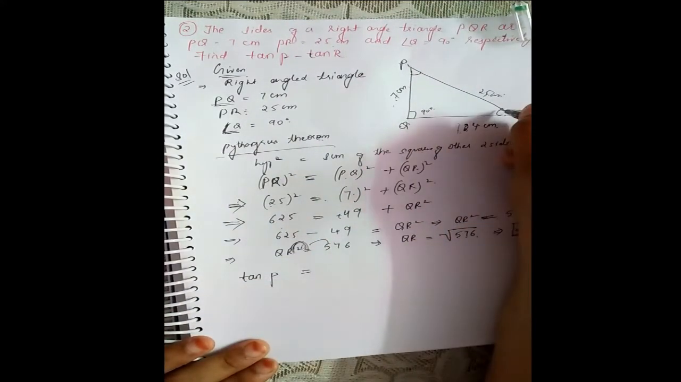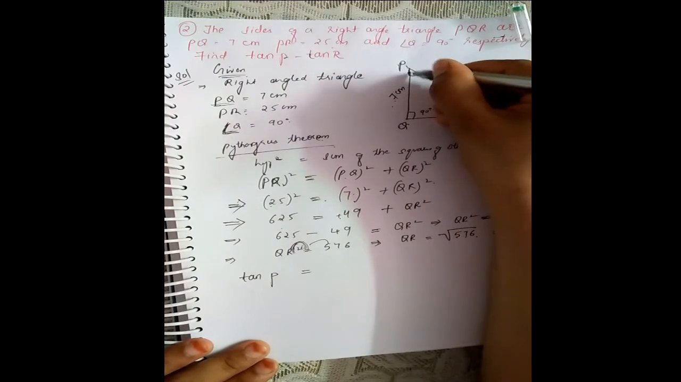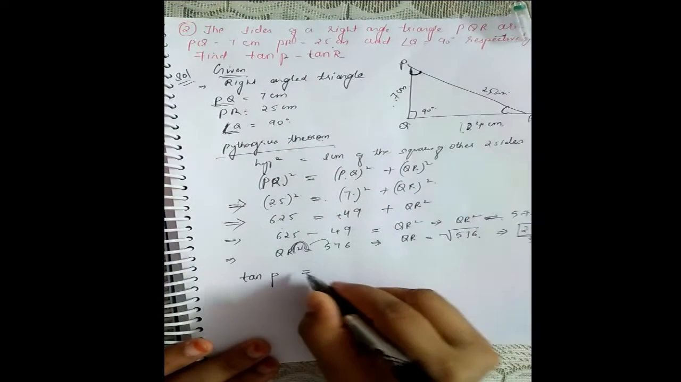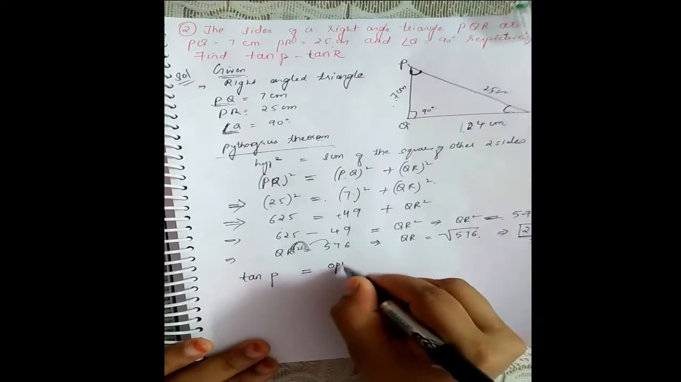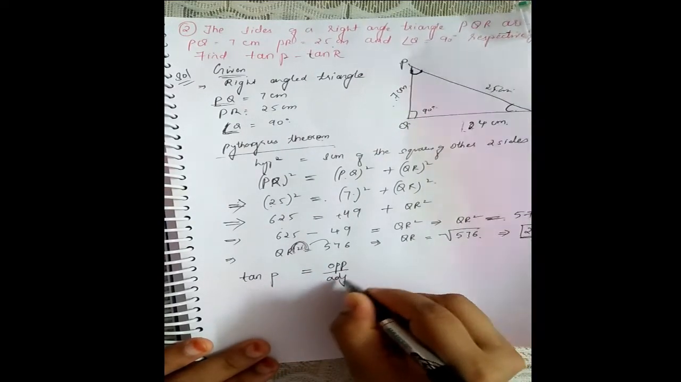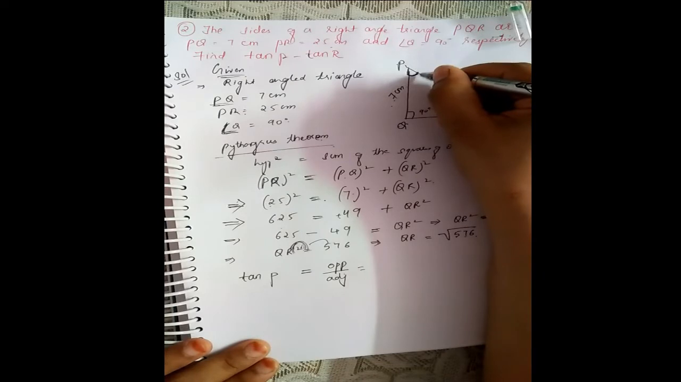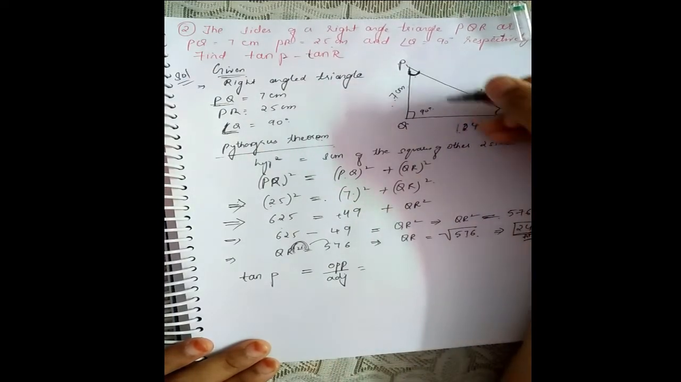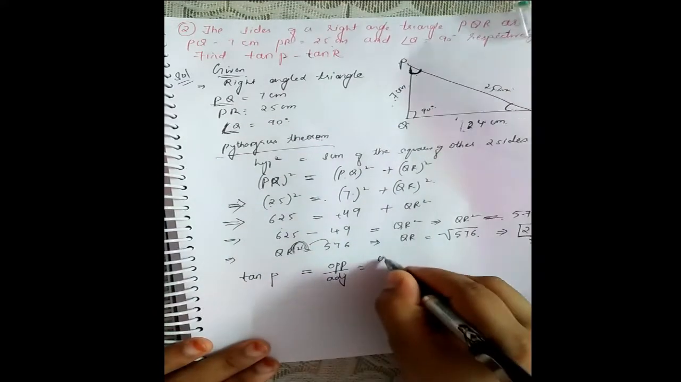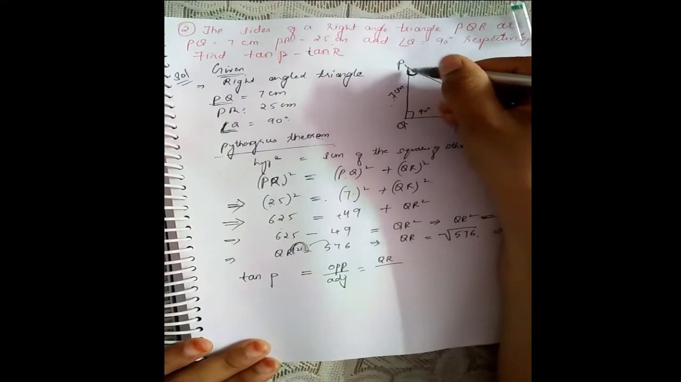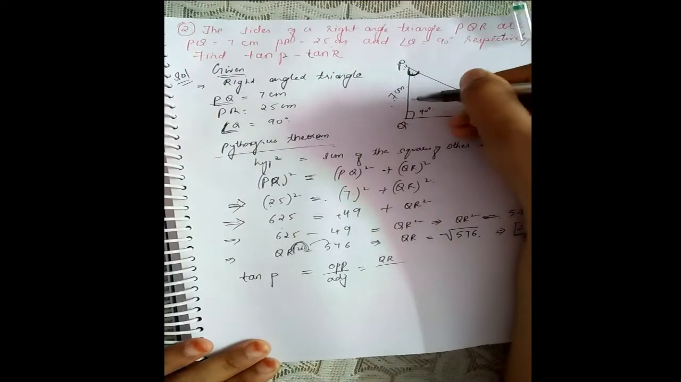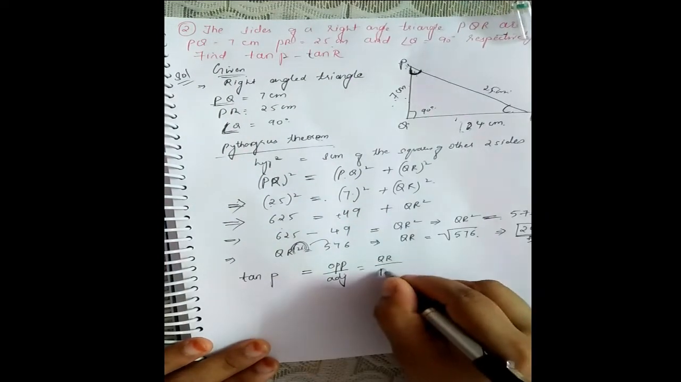What is tan P? From here we are looking from this point of view. What is the tan formula? It's opposite by adjacent. At angle P, what is the opposite side? The opposite side is QR. What is the adjacent side for angle P? Adjacent, which is close to it, is PQ.